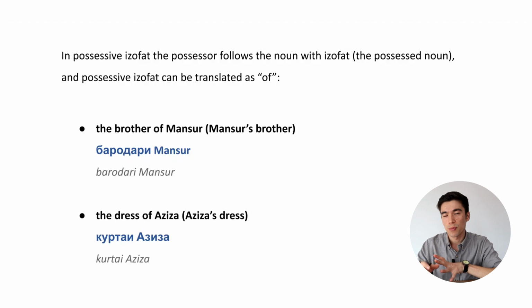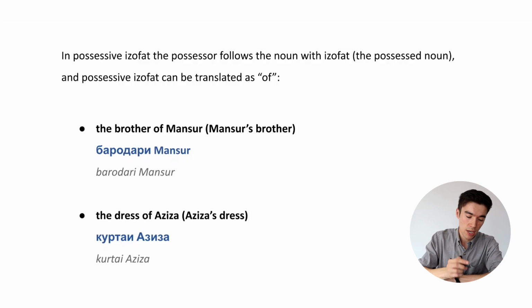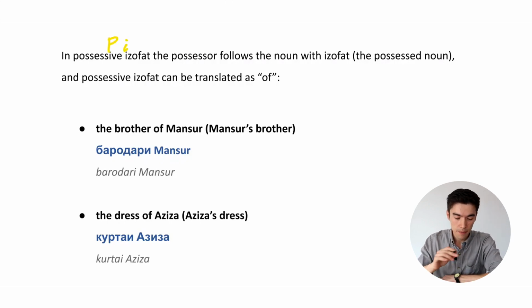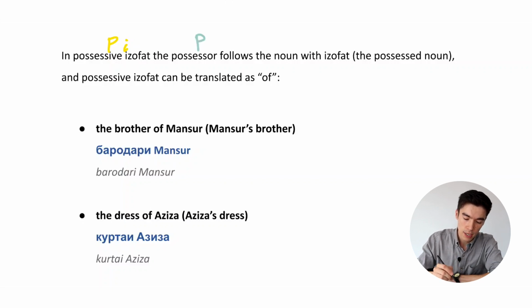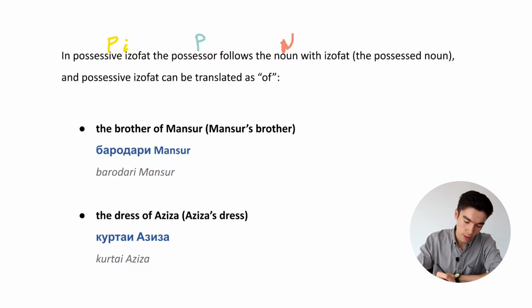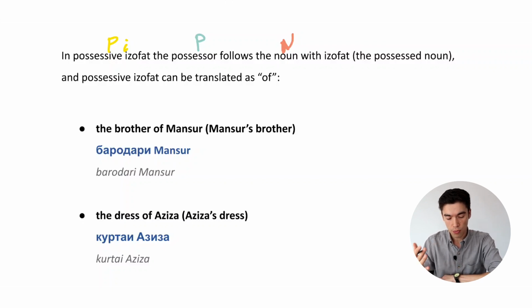Possessive Izofat can also be translated as English "of", and let's look at these examples here. In possessive Izofat, the possessor follows the noun with Izofat. To make it simple, let me write here possessive Izofat. I'll just write Pi, and the possessor I'll put P, and then the noun N. Okay, it's a little bit ugly. So noun. And the brother of Mansur. In other words, Mansur's brother.